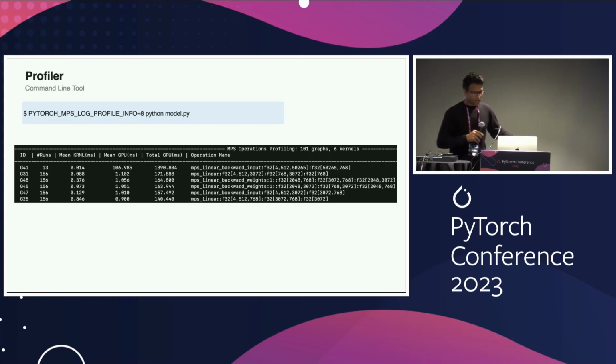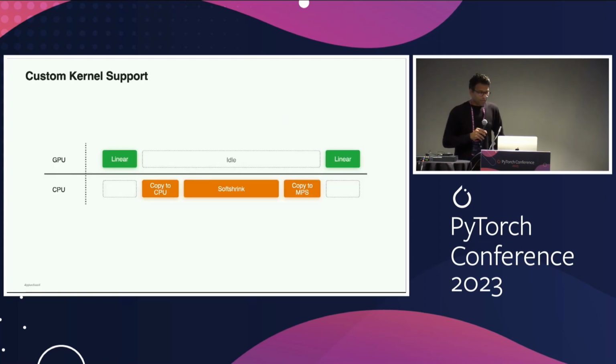Now, continuing with our example from before, we saw that the soft shrink was falling back to CPU, which leaves a big gap in the GPU timeline. To improve the performance, we'll go over some of the custom kernel support we added, which is one of the ways to do this.